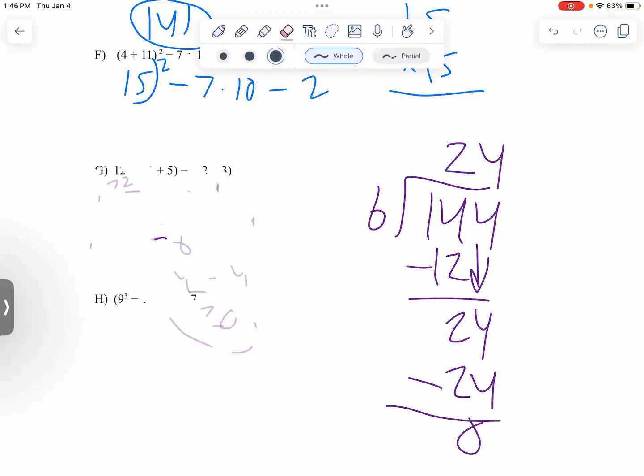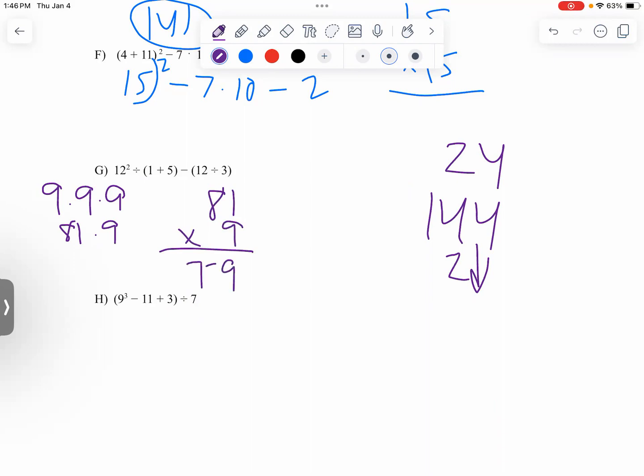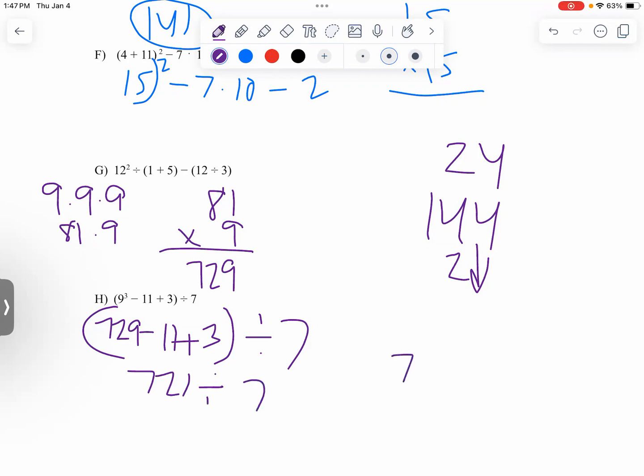And last but not least, on H, we have a big parenthesis. So we have 9 to the third power minus 11 plus 3 divided by 7. So 9 to the third power means 9 times 9 times 9. 81 times 9 is going to be 729. So we have 729 minus 11 plus 3. And then we're going to divide all that by 7. So that's going to be 718, 721 divided by 7. So 7 into 721. 7 times 1 is 7.